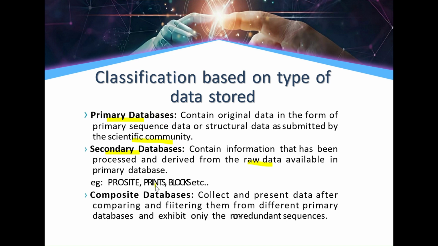For example, patterns, motifs, or structures that are derived from the primary database of the sequence of either protein or nucleic acid. And then come the composite databases. Composite databases are a combination of data from different sources that remove the duplicates, the non-redundant sequences. That is, they do not repeat any data from primary or different databases. They are also used for comparing the data.